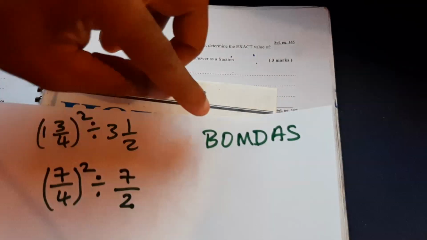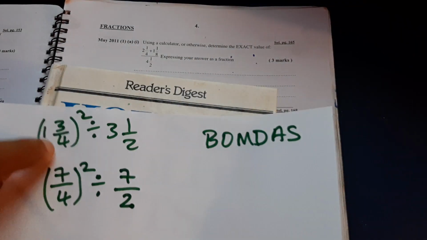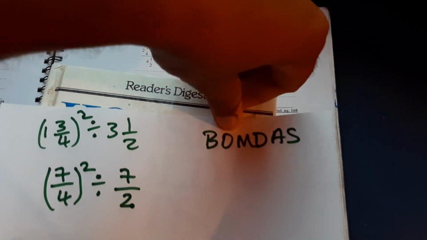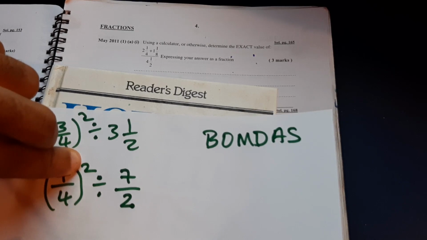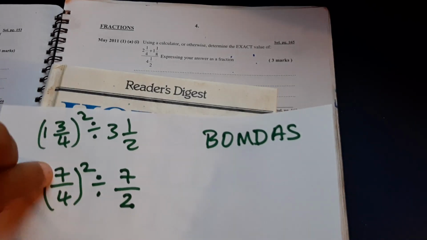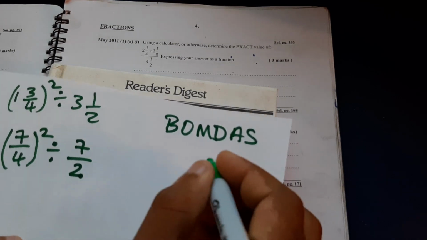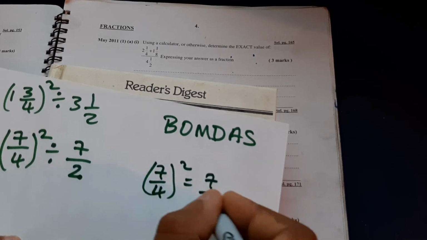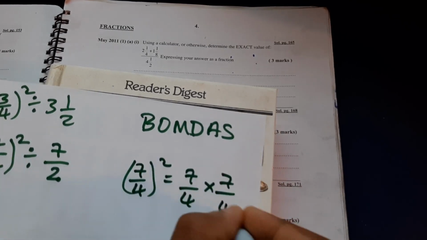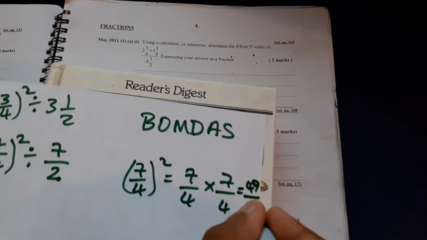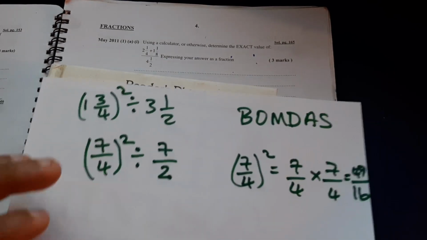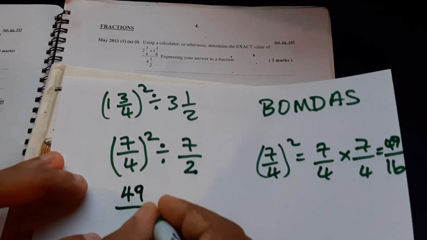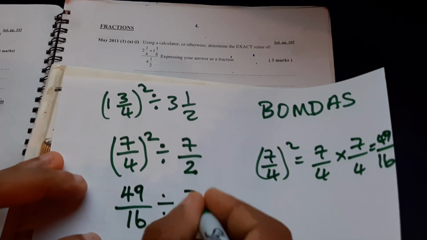So let's look at BOMDAS. Do we have any brackets? Yes, we just changed the mixed numbers to improper fractions inside the bracket. Now the O, that is the next thing we're going to do. The O refers to the exponent. That means we're going to have to square whatever is inside the bracket. And remember, squaring a number is multiplying it by itself. So 7 over 4 squared is the same thing as 7 over 4 multiplied by 7 over 4, which is 49 over 16.